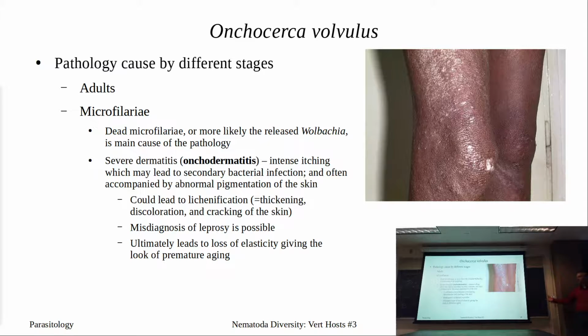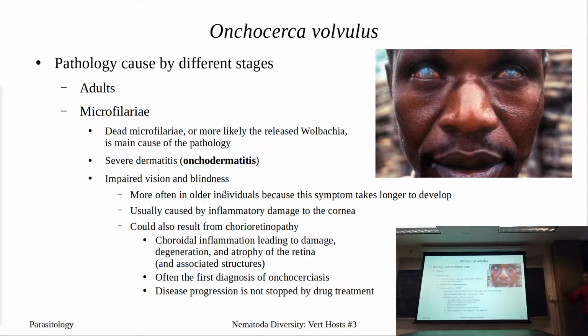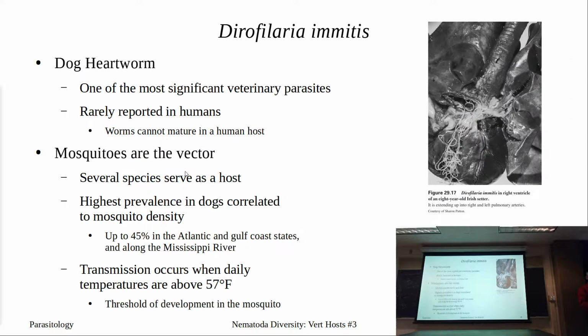It's intense itching, could lead to secondary bacterial infection from scratching and stuff, and you could get this abnormal pigmentation. So this is a normal leg. This would be this oncodermatitis. And this leg is also exhibiting some lichenification: thickening, discoloration, cracking of the skin. So again, increase of your collagen. Definitely microfilaria can go to the eyes, causing blindness, hence its name, river blindness.